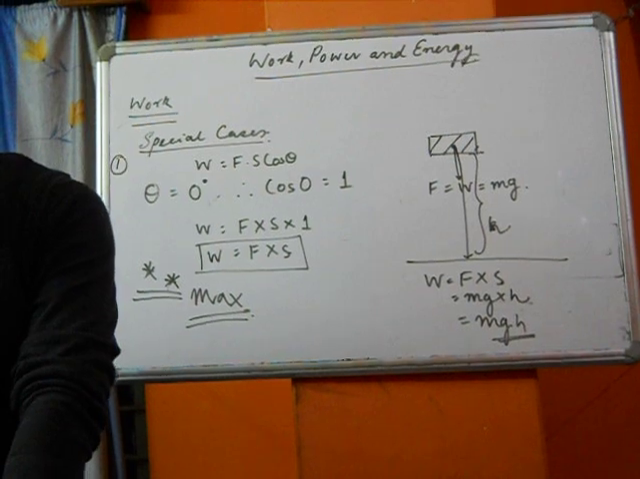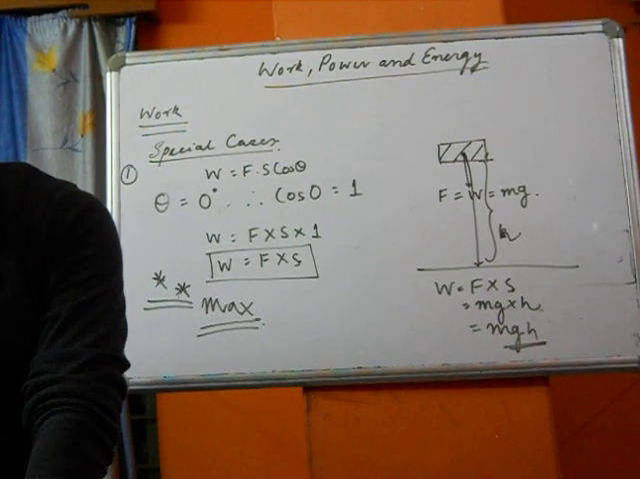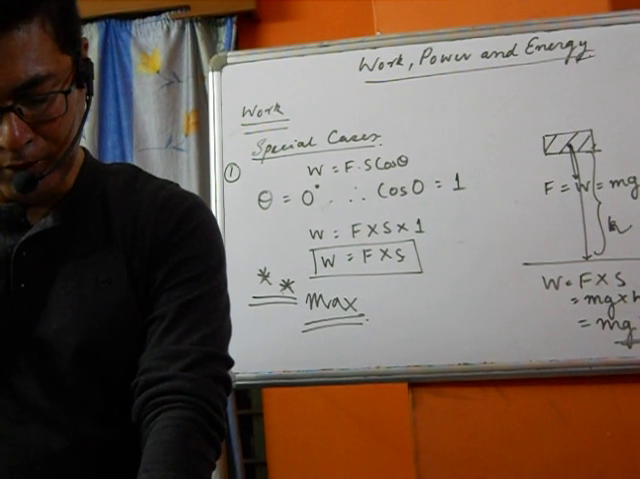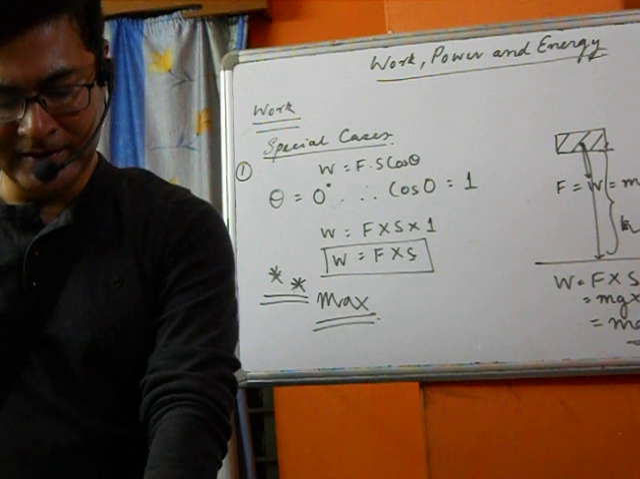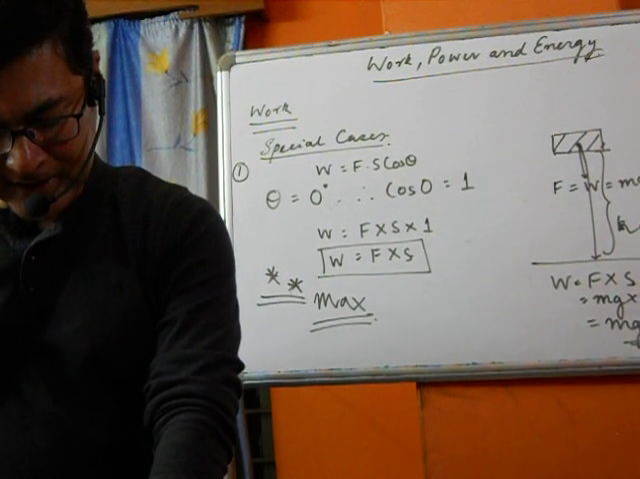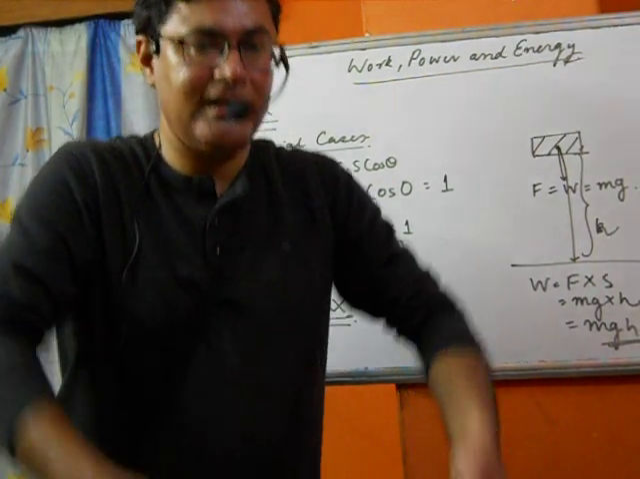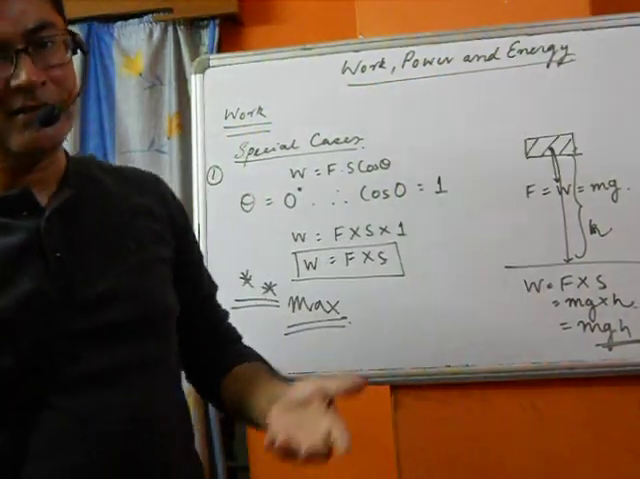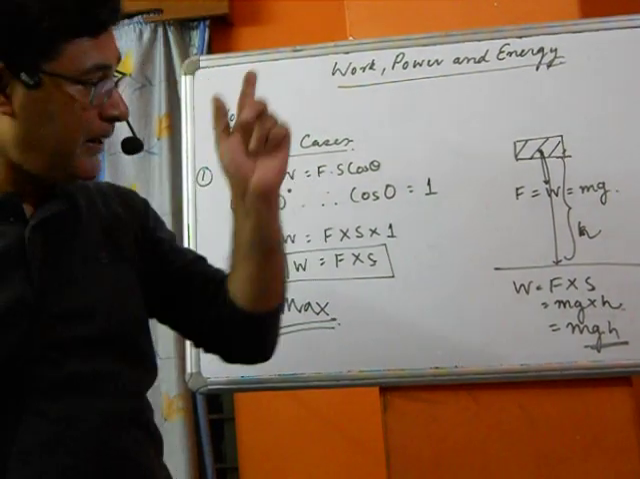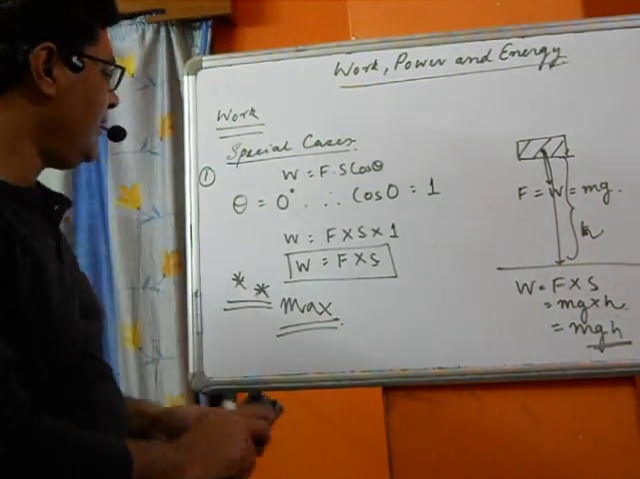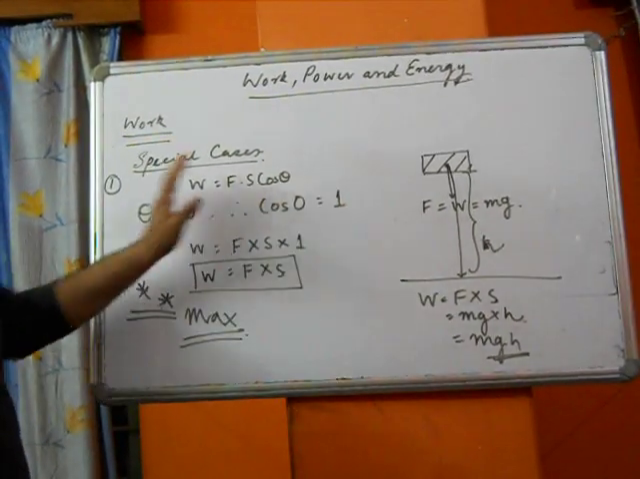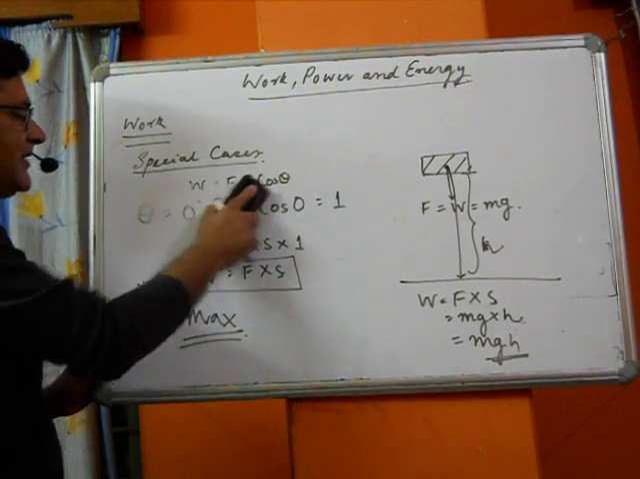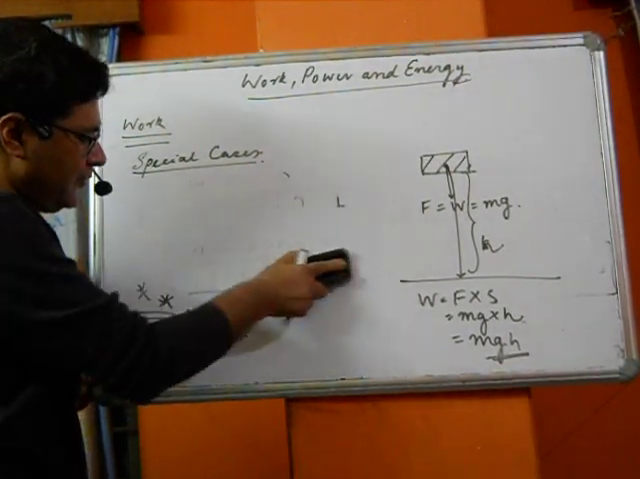So a coolie does work on the load when he raises it up against the force of gravity. The force exerted by the coolie is mg and the displacement is h. Both are in the upward direction. He is giving a force mg up. The displacement is also up. So ultimately he does the work as mgh. But please understand something. These are the special cases where the work done is said to be maximum. Now we are talking about special cases when the work done is 0. Let's see when the work done is 0.